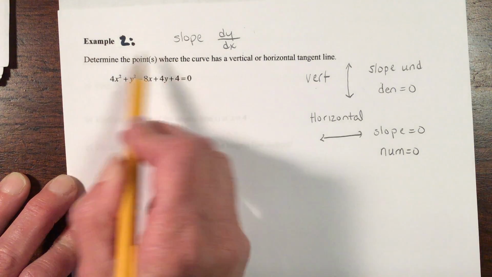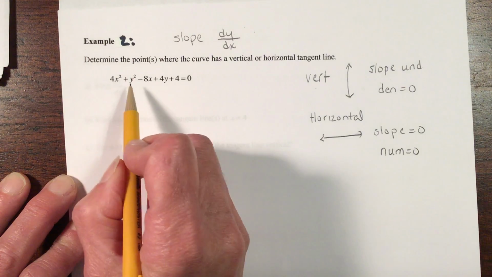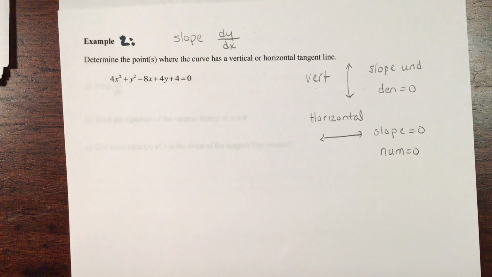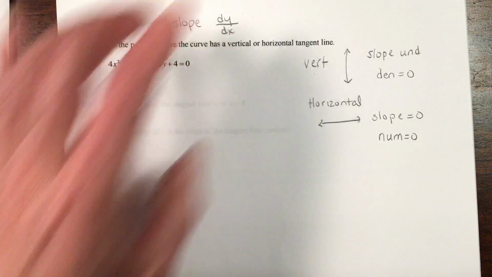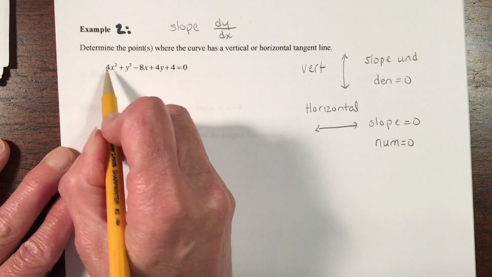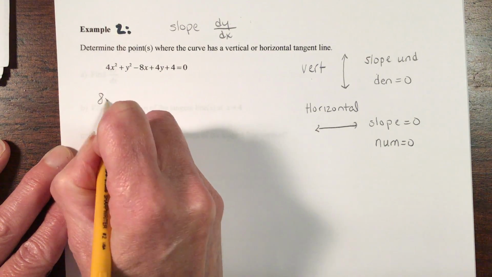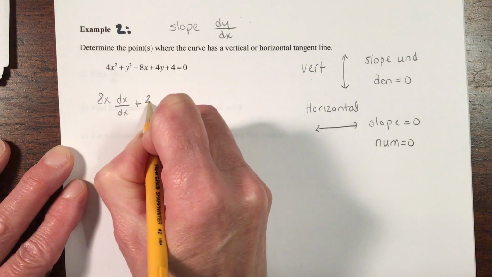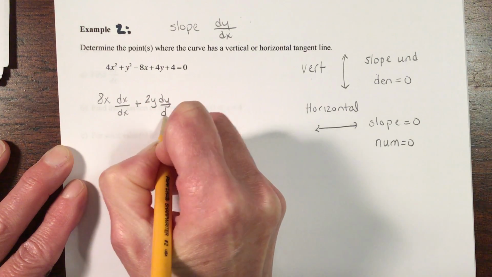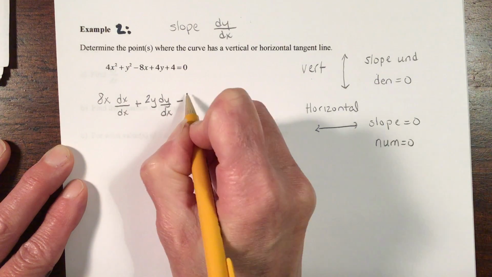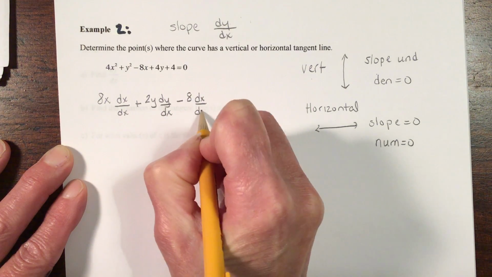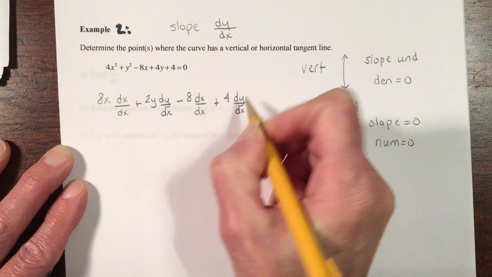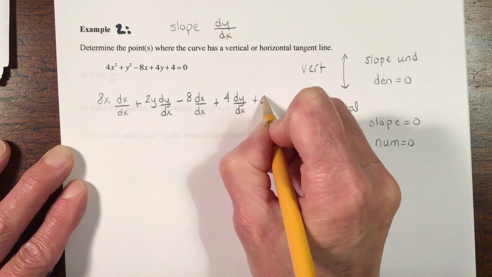I go back up into my given curve: 4x squared plus y squared minus 8x plus 4y plus 4 equals 0. Once again, we're dealing with a nice, easy, implicit curve here. So we're just going to go term by term. 8x dx/dx plus 2y dy/dx, minus 8 dx/dx, plus 4 dy/dx, plus 0, equals 0.